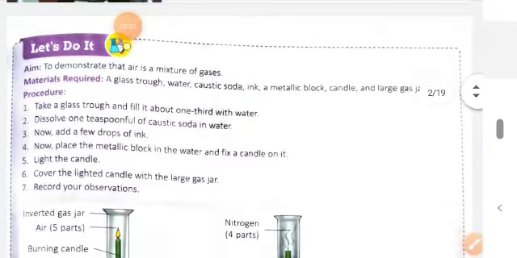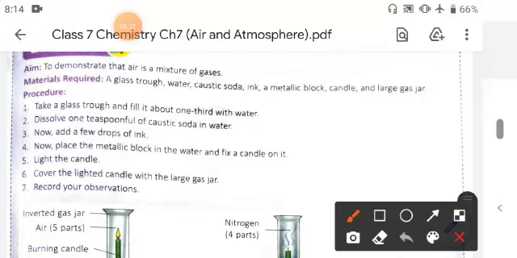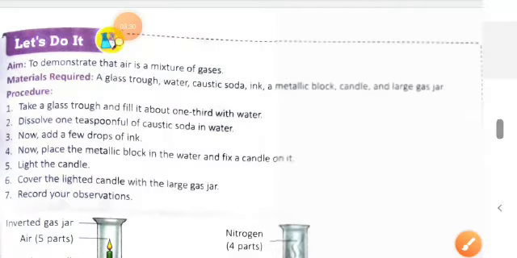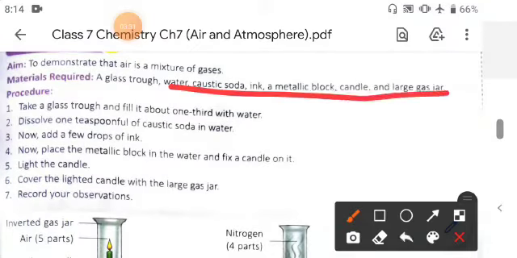Okay, let's do an experiment, and its aim is to demonstrate that air is a mixture of gases. You will take a glass trough, water, caustic soda, ink, a metallic block, a candle and a large gas jar. Here is the procedure: take a glass trough and fill it about 1/3 with water and dissolve a teaspoonful of caustic soda. Now add a few drops of ink. Now place the metallic block in the water and fix a candle on it.